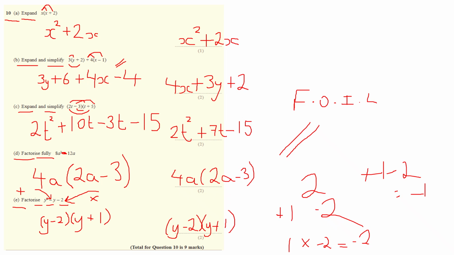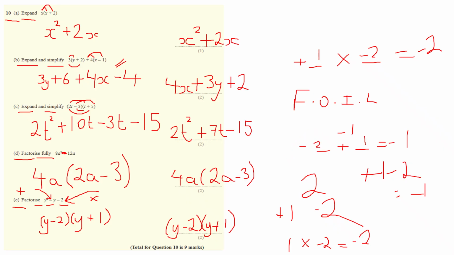But yeah, put it into double brackets. To make y squared, it's going to be y times y. Then I want two numbers that add to make the coefficient of the y term, so negative 1 in this case, or minus 1, and the same two numbers that multiply to make negative 2. That'll be negative 2 and plus 1. So plus 1 times negative 2, or negative 2 plus 1. Hopefully that makes sense. Okay, that is factorizing a quadratic.